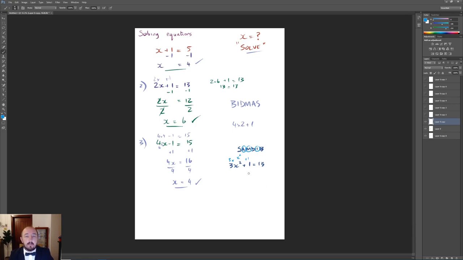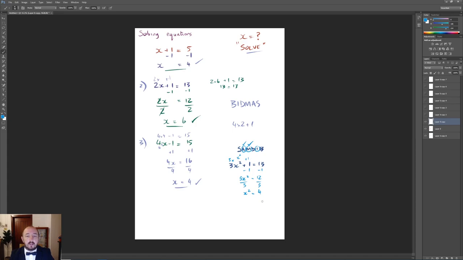So to get rid of the plus 1, I'm going to minus 1 from both sides to get 3x squared equals 13 take away 1. That's dealt with the addition. Now to deal with the multiply, we divide by 3 for both sides to get x squared equals 12 over 3 is 4, and then I have to deal with the indices.